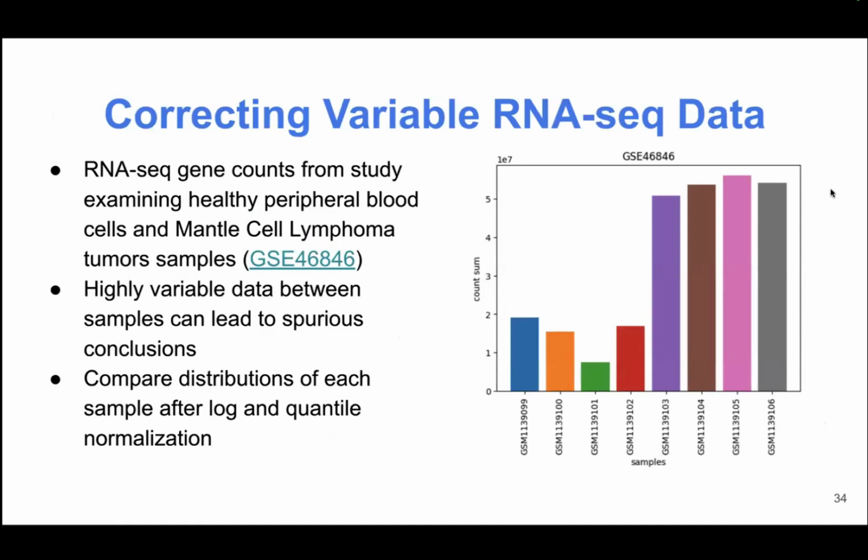We will also discuss our highly variable RNA-seq data, where we're taking a look at libraries with much smaller overall counts versus much larger overall counts, which is from the study where we're comparing peripheral blood cells and mantle cell lymphoma tumor cells. Part of what we did earlier was looking at the distributions of each sample after we do our log and quantile normalization, and seeing how those distributions are more closely aligned after we perform this normalization.